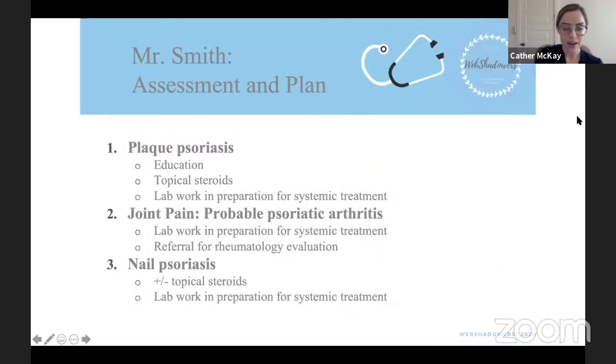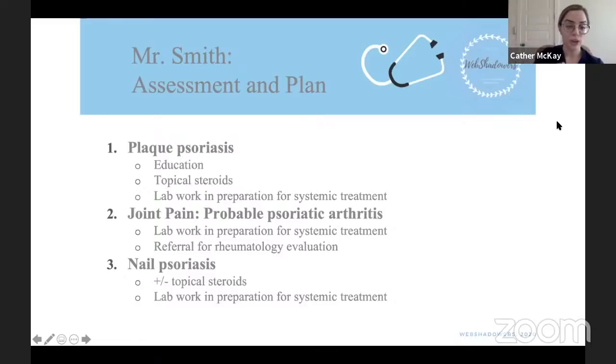Okay, so for him, Mr. Smith, you would diagnose him with plaque psoriasis and talk to him about it. You would start with topical steroids, but in him, because he has more widespread disease, so probably moderate severity psoriasis, and because he has joint pain, you could send him to a rheumatologist for further workup as well. But really, you're going to head down the line of systemic treatment.